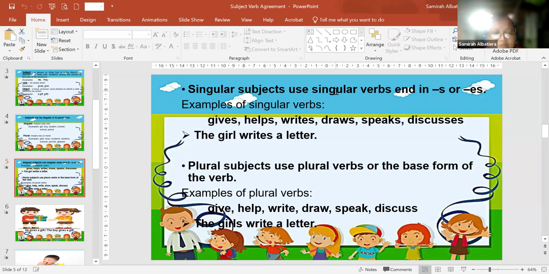Okay, very good. Next, plural subjects use plural verbs, or the base form of the verb. So we do not add S or ES to the verb. Do you agree? We are only using the original form of the verb. What are the examples? Give. What else?